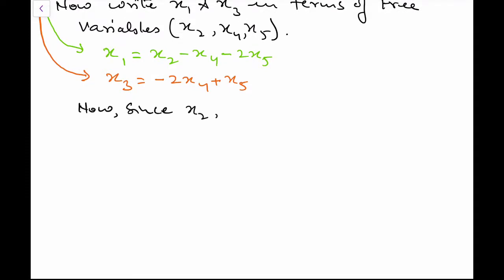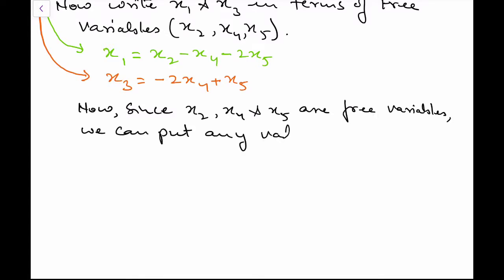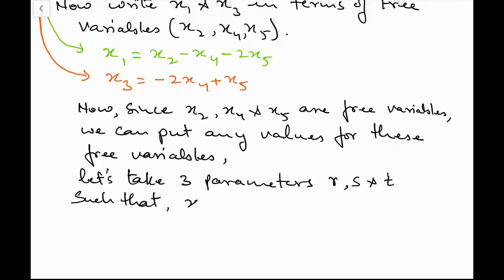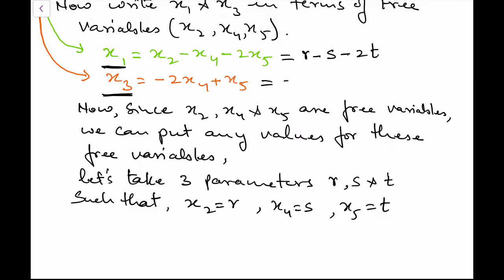Now since x2, x4, and x5 are free variables, we can put any values for these free variables. So let's take three parameters r, s, and t, such that x2 is equal to r, x4 is equal to s, and x5 is equal to t. Then x1 in terms of parameters r, s, and t will be r minus s minus 2t, and similarly x3 will be minus 2s plus t.